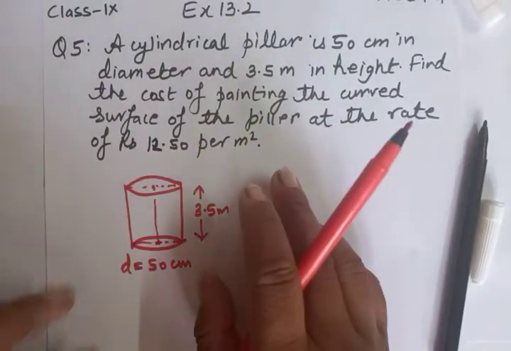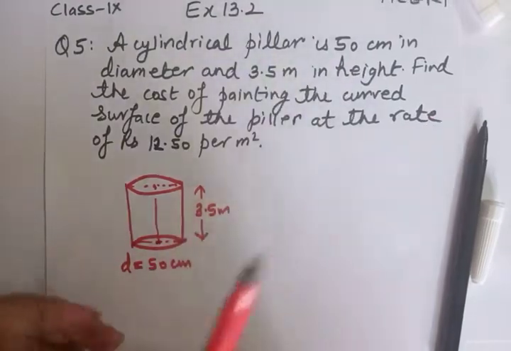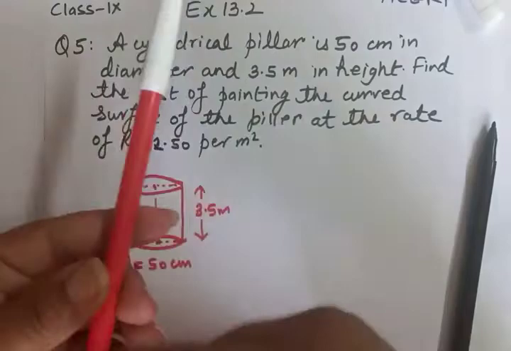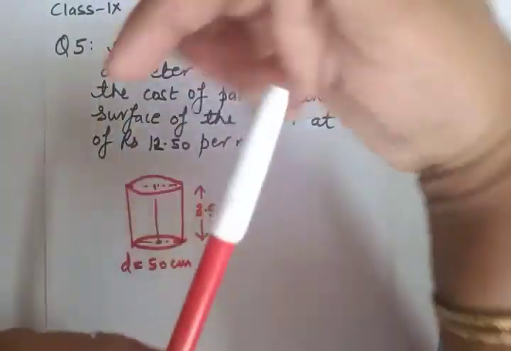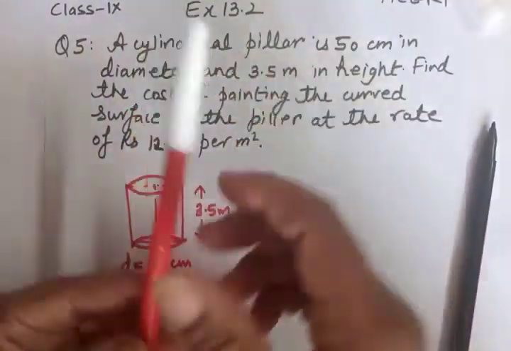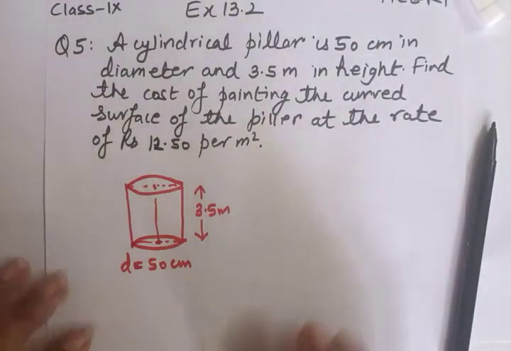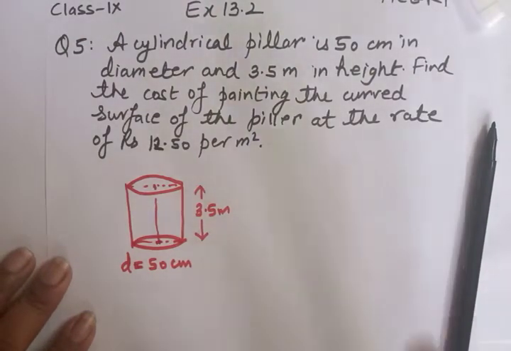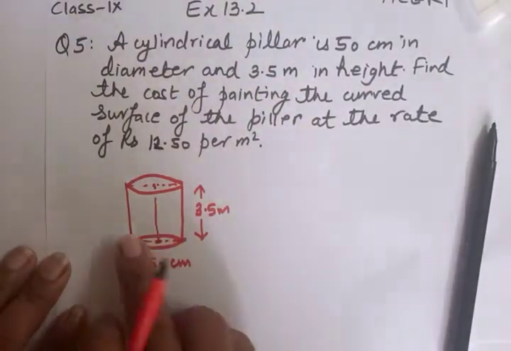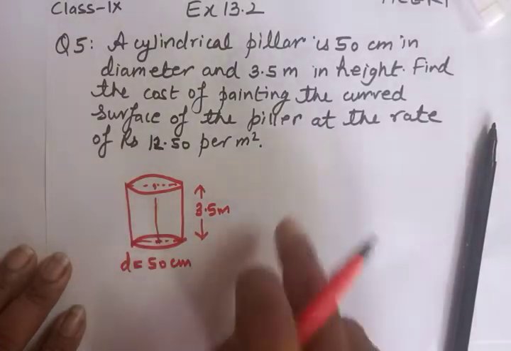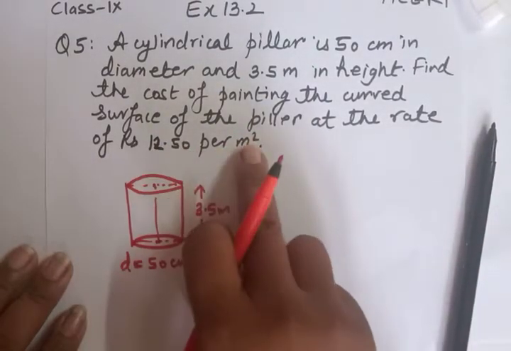As you all know that I have already explained to you what the curved surface area is. Suppose for example this is the pillar. So this curved portion is what we need to find out for painting, the curved surface area. Not the bottom one, not the upward surface. So we need to find out the cost of painting for the curved surface area for this pillar, and they have given the cost for the per meter square.